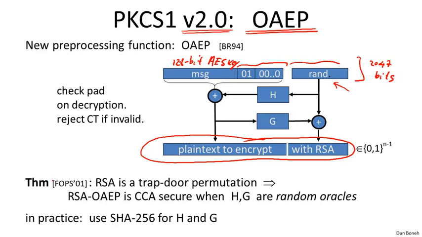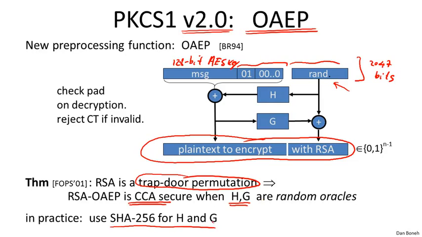Now, there's a theorem that was proved in 2001 due to Fujisaki, Okamoto, Pointcheval, and Stern that shows that if all you do is assume that the RSA function is a secure trapdoor permutation, then this mode of encrypting using RSA is chosen ciphertext secure. But we have to assume that the functions H and G are ideal hash functions. As I said, these are called random oracles. Basically, we assume that H and G are just random functions from their domain to their range. In practice, of course, when OAEP is implemented, people just use SHA-256, say, for H and G.